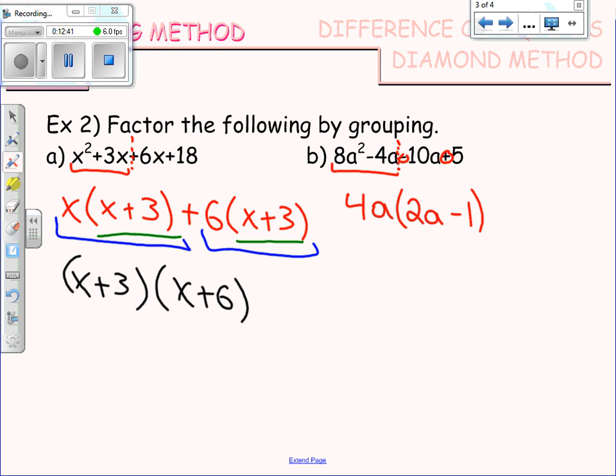So what would we factor out of this next one? Yeah, Murphy, a negative 5. If you took out just a 5, your result would be 2A plus 1, which doesn't work. We want 2A minus 1. That's why we took out a negative 5 instead of a positive 5.